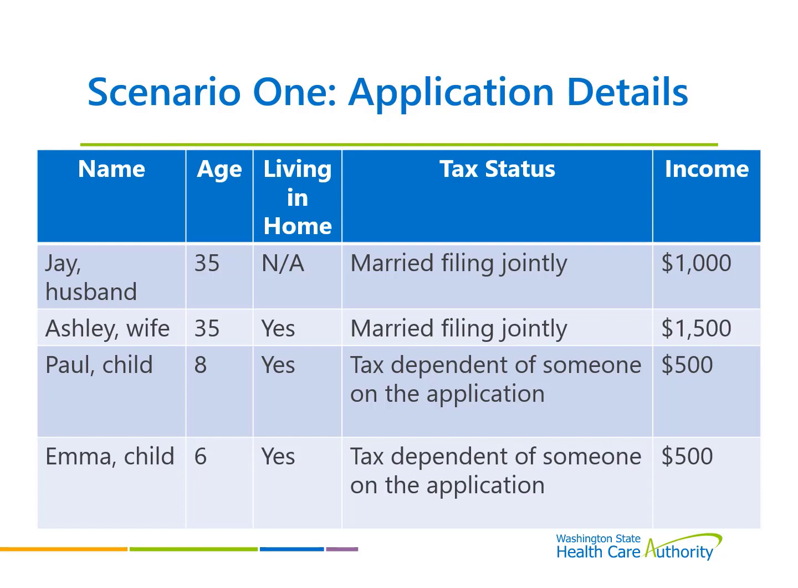On this slide, it displays the application details. Take a moment to review this slide. As you can see, Paul and Emma report monthly dividend income of $500 each. Therefore, their income will be countable since it meets the tax filing threshold.